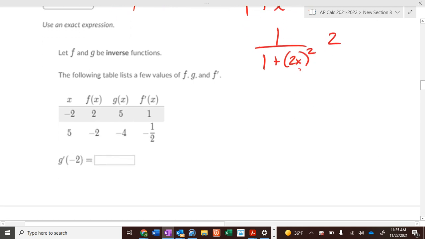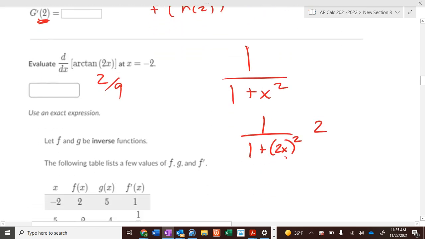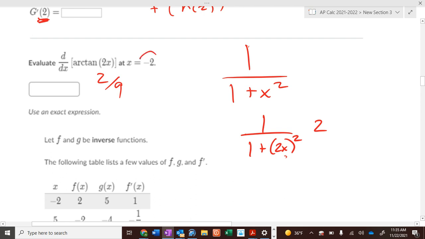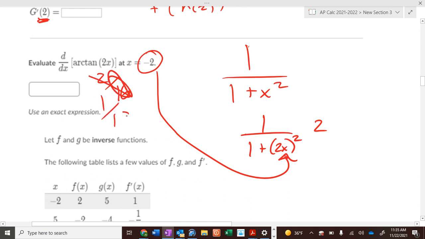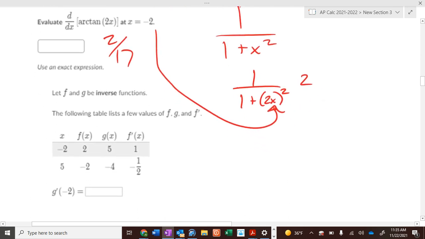Okay? Here's the inverse is 1. How do you get 8 for 2x squared? You're sticking a negative 2 in. So then it's negative 4. The negative 4 squared should be 16, which is 1/8. Oh, 2/17. There we go. 2/17. We got there. All right.